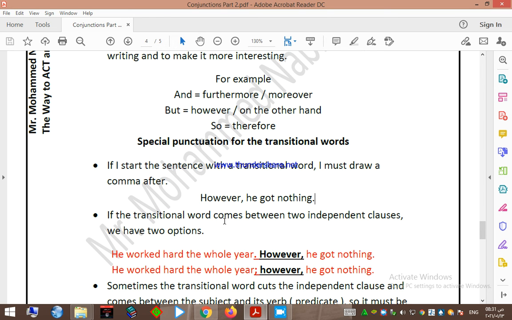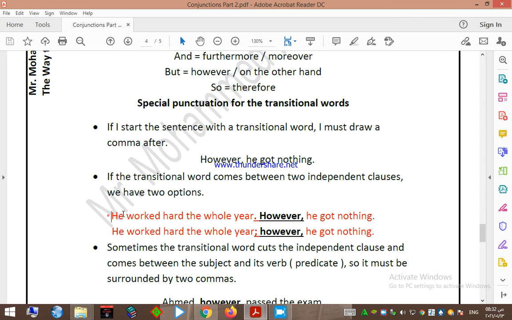If the transitional word comes between two independent clauses, we have two options. If you look carefully, "he worked hard the whole year" is an independent clause, or simple sentence. "He got nothing" is another independent clause. If I put the transitional word in the middle, we have two options. We put a full stop before it and then a comma after it. But if you put a full stop before it, you should start the transitional word, however, with a capital letter.